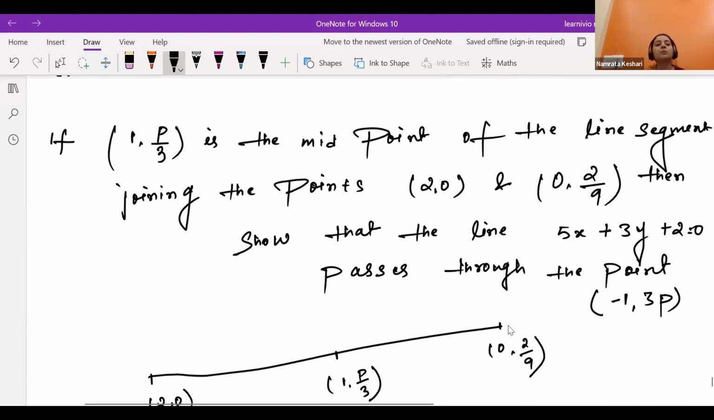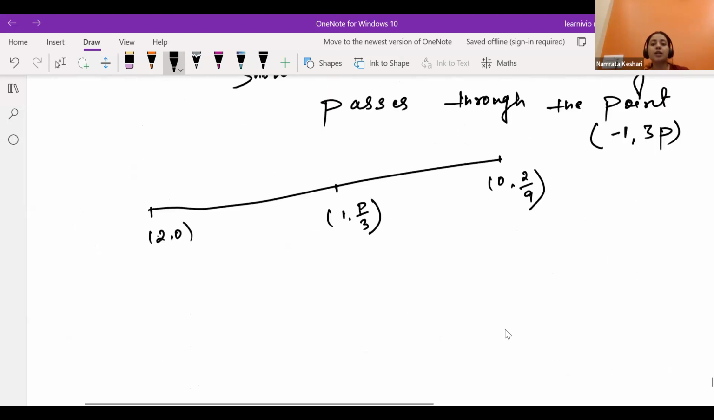Now here, what do we know? 1 comma b by 3 is the midpoint of the line segment joining this point and this. We know the midpoint formula. Forget about the midpoint, let's just keep it aside for a while. Now focus on the extreme ends. We know 2,0 and the other extreme end, the end point, is 0,2 by 9.